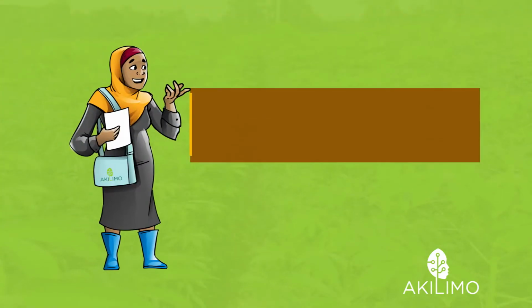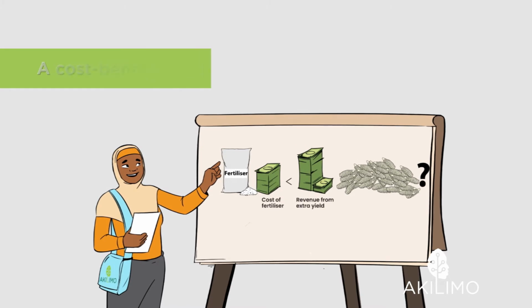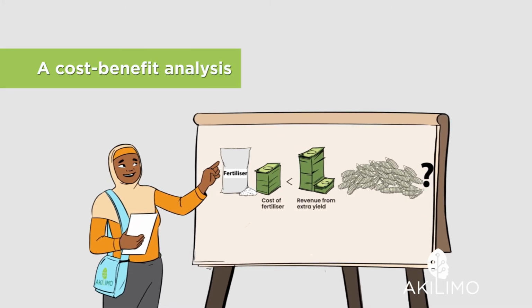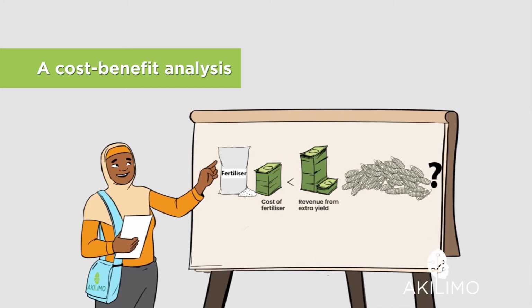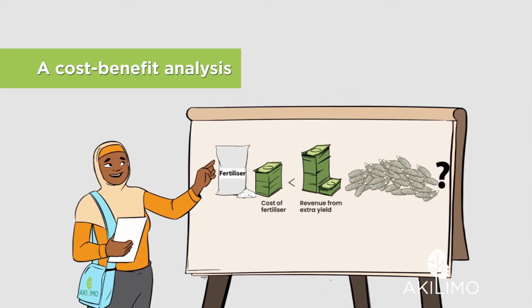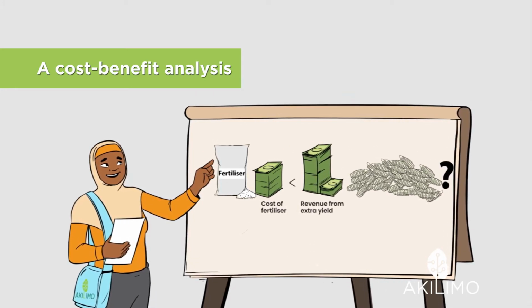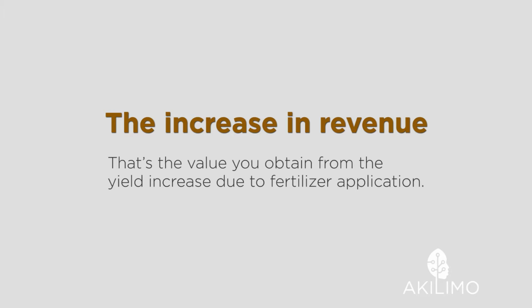In this video, we will begin showing how to perform a cost-benefit analysis to decide on fertilizer investment in your cassava maize intercrop. A cost-benefit analysis means you will compare your expected increase in revenue from a fertilizer investment with the cost of the fertilizer. An investment in fertilizer is profitable if the additional revenue is larger than the cost. Let's start by calculating the increase in revenue. That's the value you obtain from the yield increase due to fertilizer application.